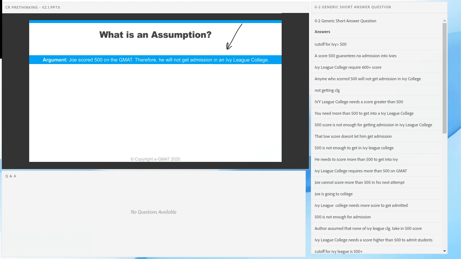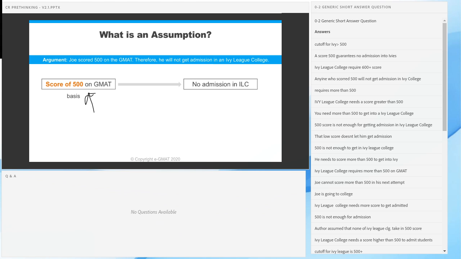Okay, so that's good. Good answers. And essentially, you can really see many of your answers are correct. They focus on the logic that the author plays on. So the author gives you a fact. It says, hey, Joe scored 500. This is an event that has already happened. And based on this event, the author says, hey, Joe will not get admission.